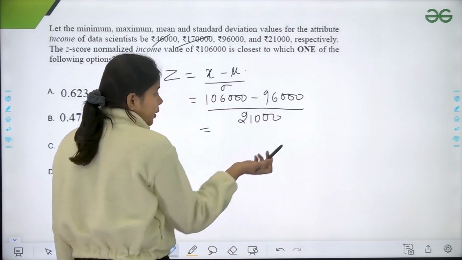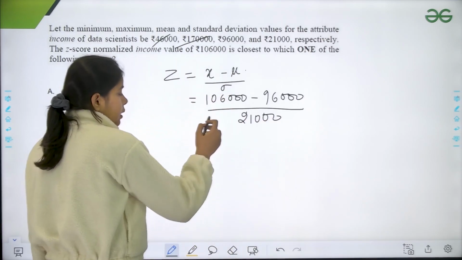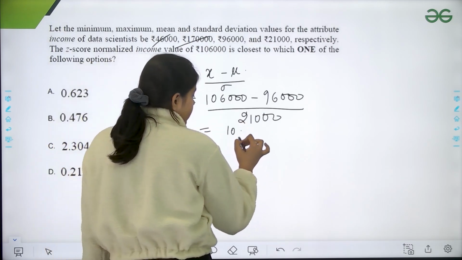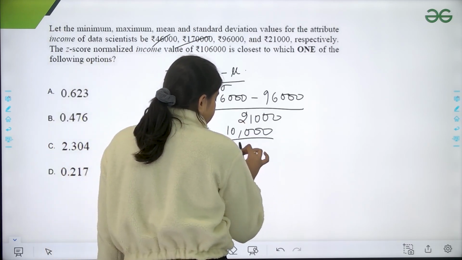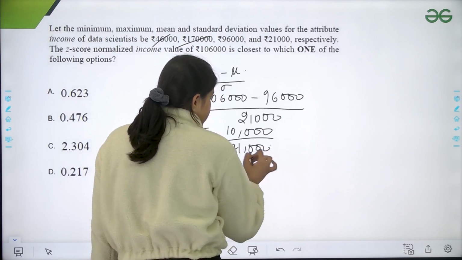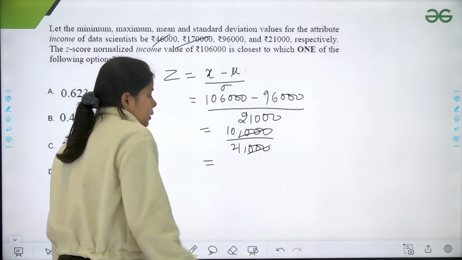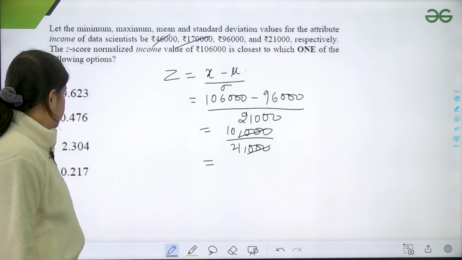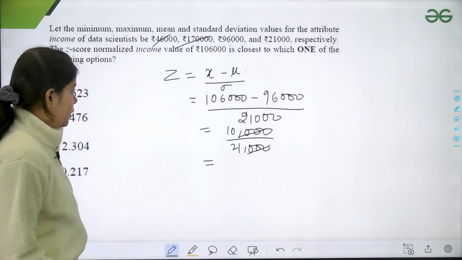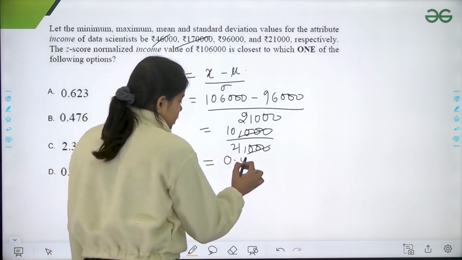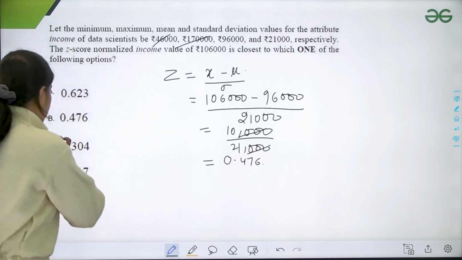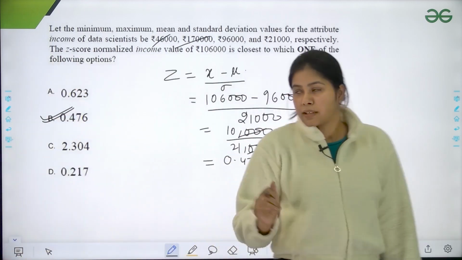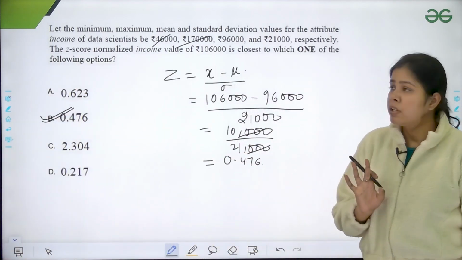So if I solve this, subtracting 96 out of 106 gives me 10,000 upon 21,000. Okay, it would become 0.476 something. So option B is correct here, right? So here option B is correct. So basic calculation we have to do for Z score.